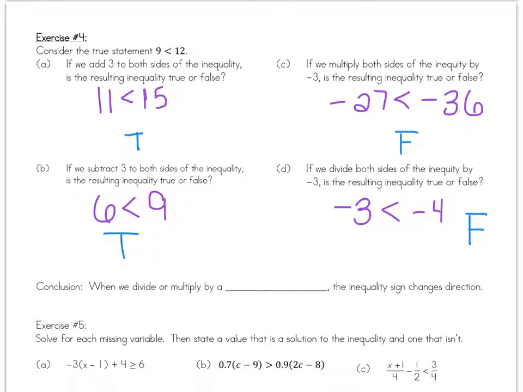Well, let's talk about C and D. We created 2 false statements when we multiplied or divided by a negative. So what is an easy fix? How could we make this statement true? Well, what happens if I just flip the inequality symbol in the other direction? So instead, what if I did negative 27 is bigger than negative 36? Is that a true statement now? Sure is. How about here? Is negative 3 bigger than negative 4? Sure is. So when we divide or multiply by a negative, we have to flip the inequality sign in order to make the inequality statement remain true.